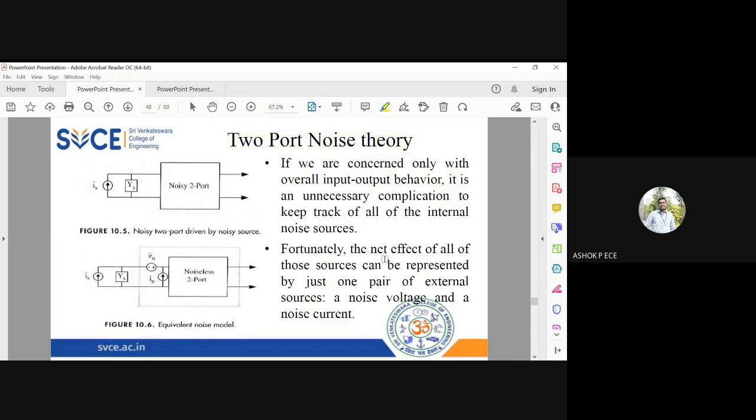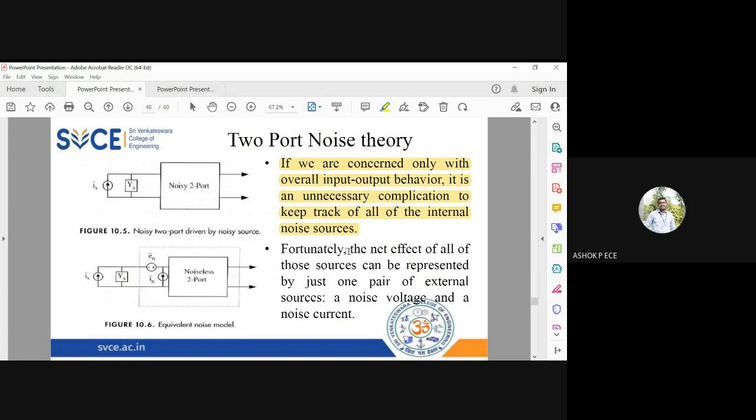If we are concerned only with the overall input-output behavior, we have to track all the noise sources. Any device you take, if you want to analyze the noise performance, you have to consider all the possible noise sources. You have to use the superposition theorem, and you cannot find the total noise power in a single step. You have to consider one noise source at a time and find the effect of that source: that is power P1, second source power P2, third source power P3. Total noise power equals P1 plus P2 plus P3. That is what is usually done in all circuit theory problems.